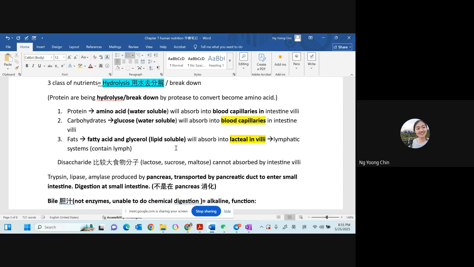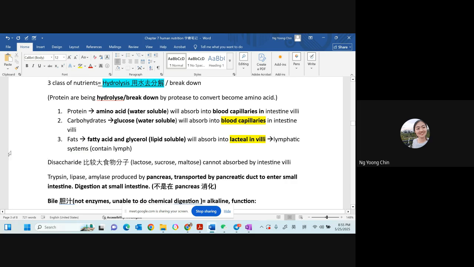Another thing you need to know: the molecules able to get absorbed into the intestine villi are in the most simple form, which is referred to as the monomer. Monomer like the amino acids. Amino acid is the monomer of proteins, right? Glucose is also a monomer for carbohydrates. And fatty acid and glycerol are the monomers of fats. So it will be the monomer form, which is the simplest form.